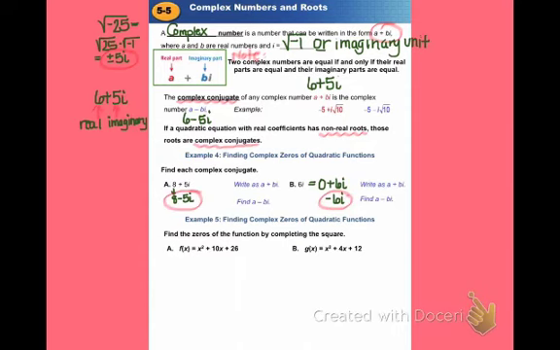Okay, so we've come to our final example. Example 5 asks us to find the complex zeros of a quadratic function, and the directions go on to say by using the completing the square method.